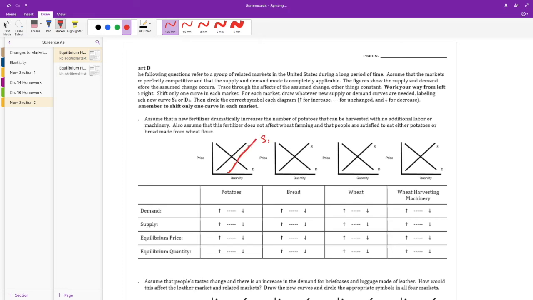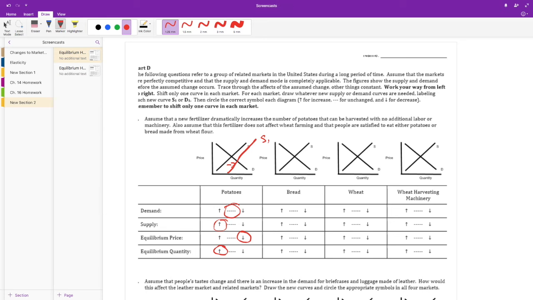Supply of potatoes shifts to the right. Now, demand remains unchanged. Supply increases, equilibrium price decreases, equilibrium quantity increases. So here's my first effect. Now, potatoes are less expensive. So first you have to look at what's happening in this market. Potatoes are less expensive. How is that going to impact the market for bread?